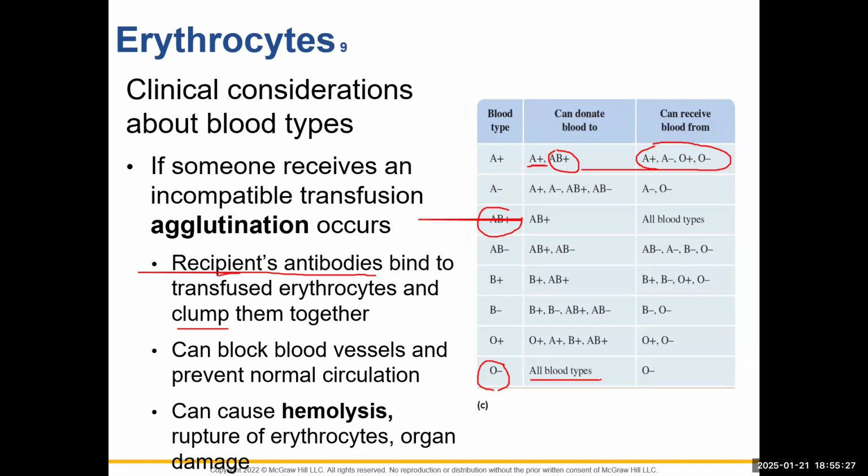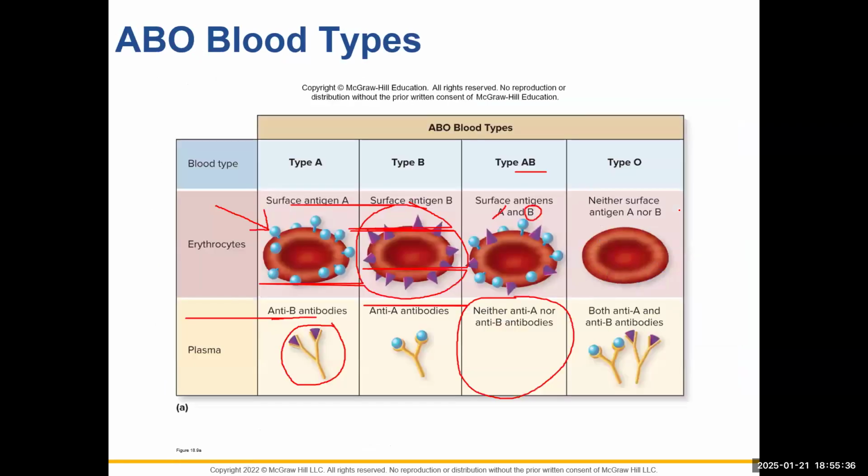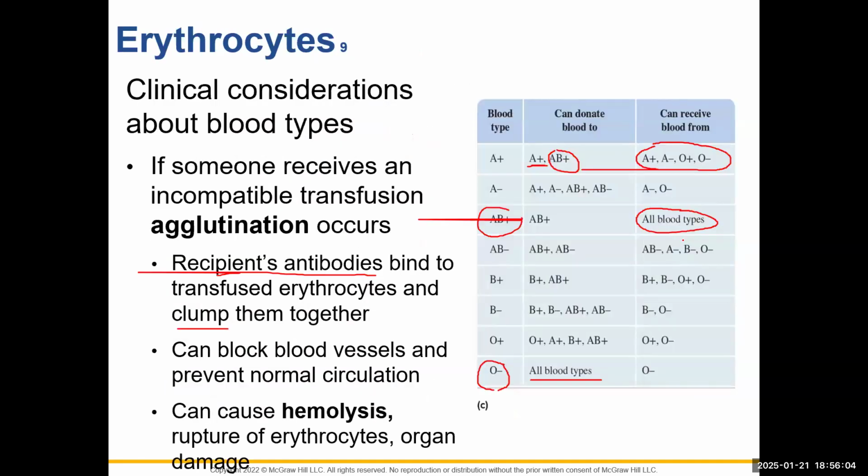And AB positive, they are the universal recipient. Keep in mind, if you are AB, you don't have any antibodies, so you can get blood from everybody. And if you are type O, O negative specifically, look at that. You don't have any surface antigens. Right? So if you don't have any surface antigens, antibodies can't interact with those cells. They don't have anything to latch onto. So now you can understand why we have those terms: universal donor, universal recipient.